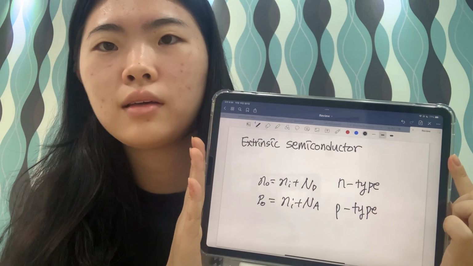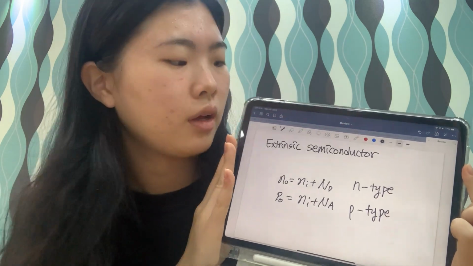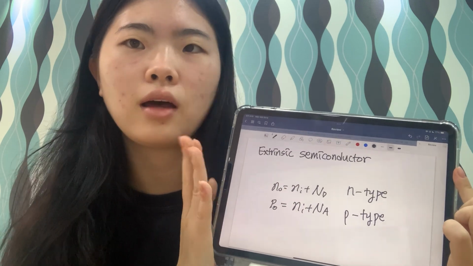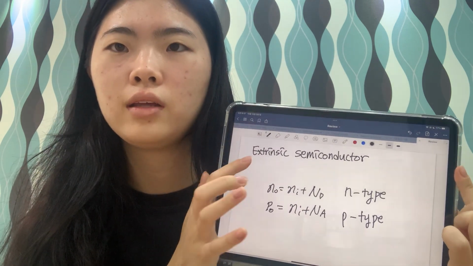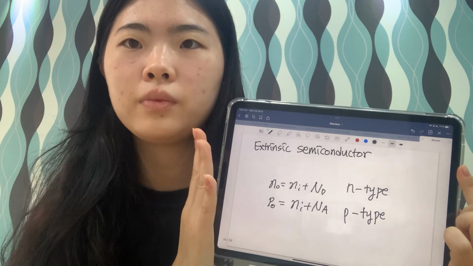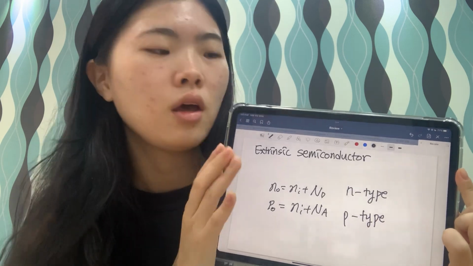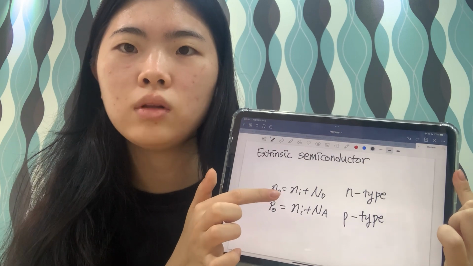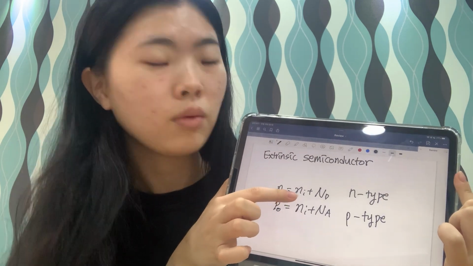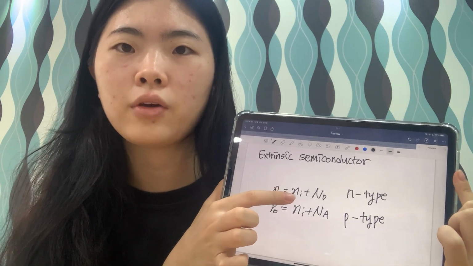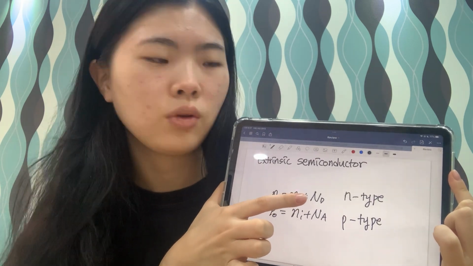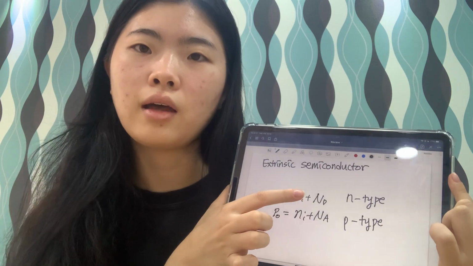Lastly, let's talk about the extrinsic semiconductor. An extrinsic semiconductor is not an intrinsic semiconductor. This is after we doped the semiconductor. So the number of electrons equals the number of electrons in the intrinsic semiconductor plus donors. This ND means donors. This is N-type.